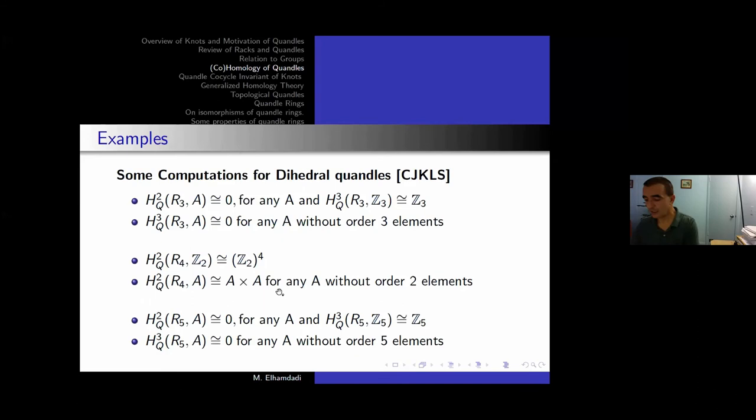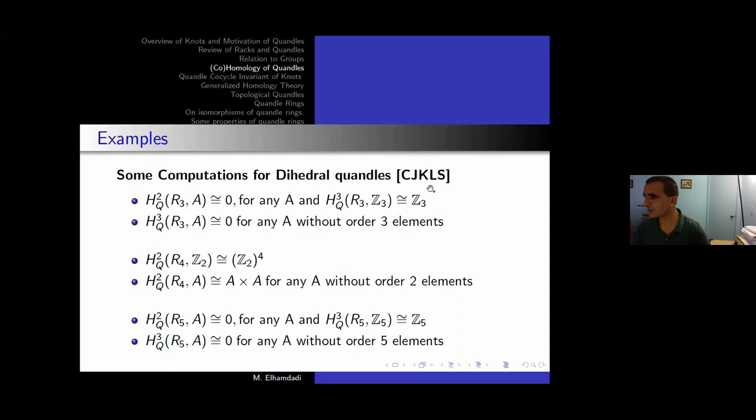Here are some early computations. These computations are taken from the paper of Carter, Jelsovsky, Kamada, Langford, Saito back in 1999, I think. This is a paper which appeared in a Transactions in 2000.